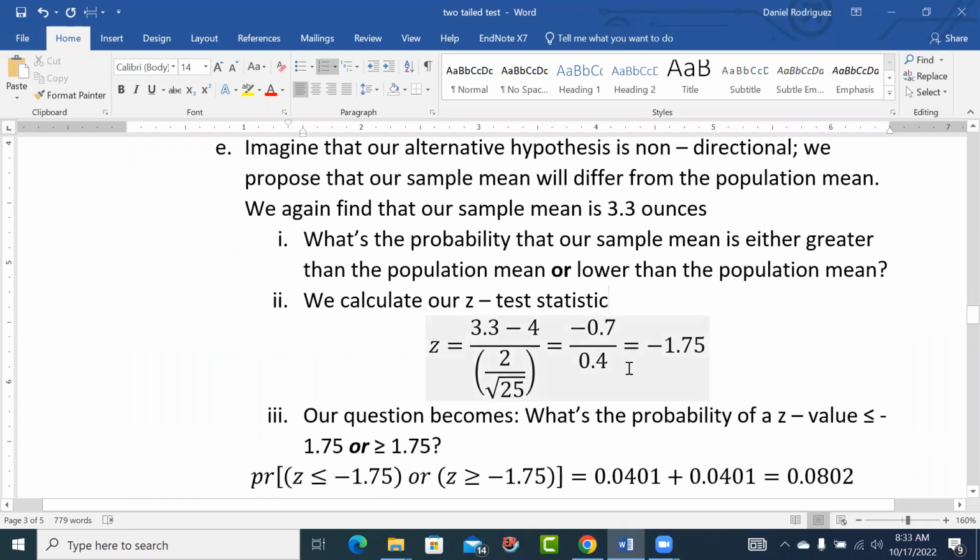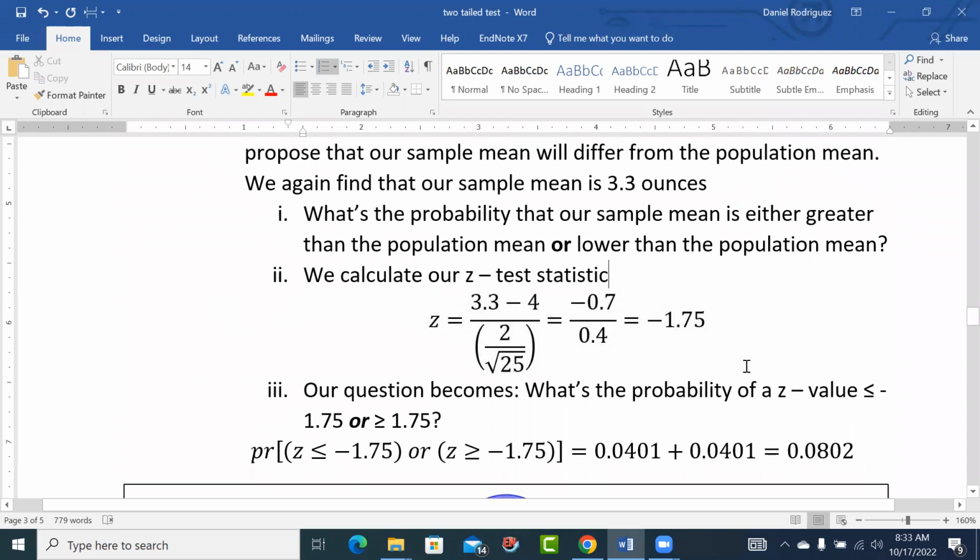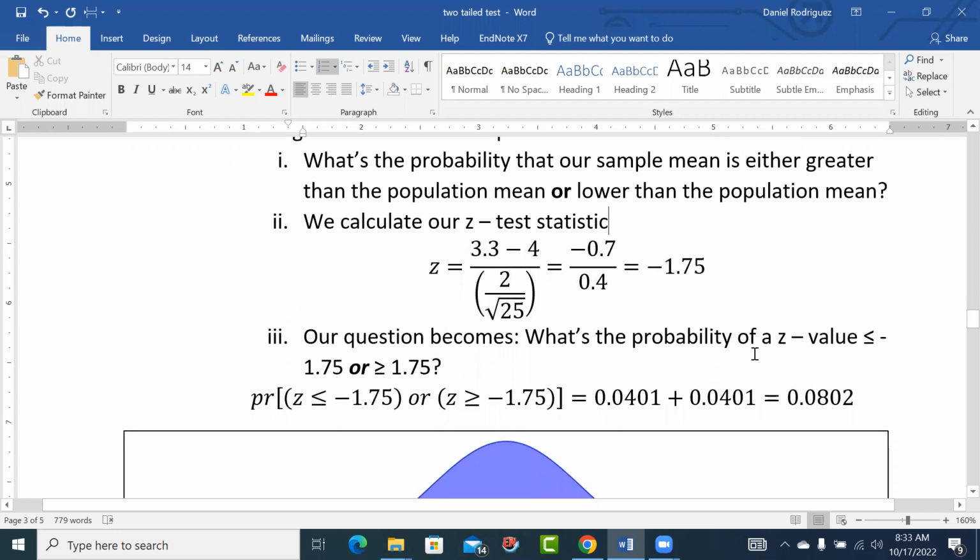Let's say their kids still ate 3.3 ounces of candy. So our Z value is still negative 1.75 with n equals 25 individuals. Our question becomes, what's the probability? This is the difference, though, because even though we see that the result is negative, our question was an either-or scenario. So now our question becomes, what's the probability that our Z value is less than or equal to negative 1.75 or greater than 1.75? Because we chose this non-directional hypothesis here.